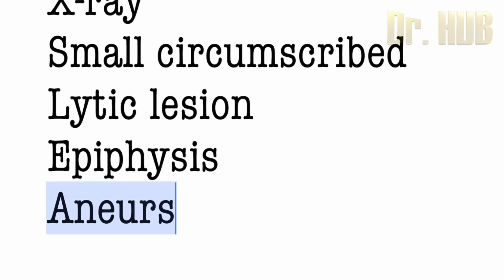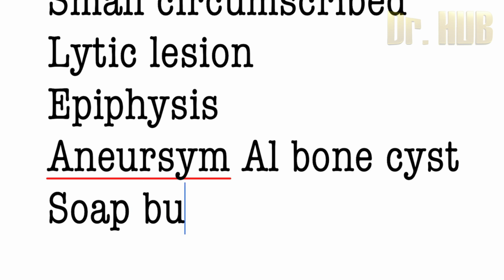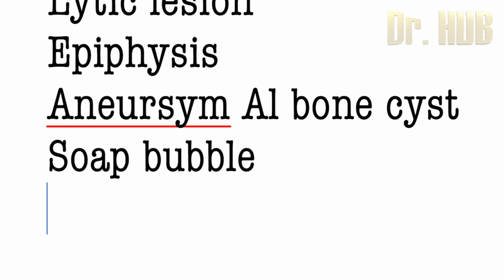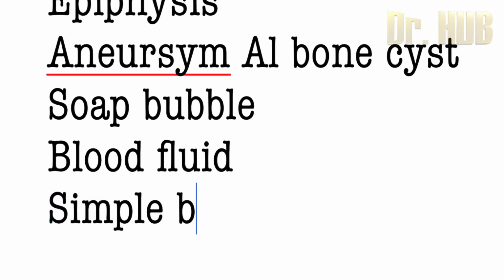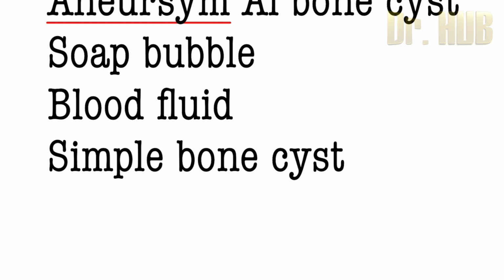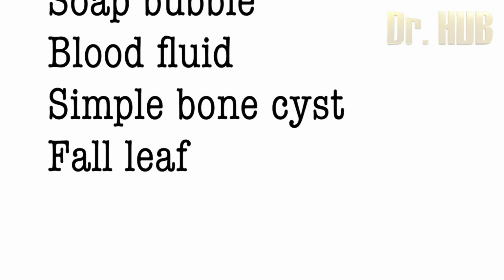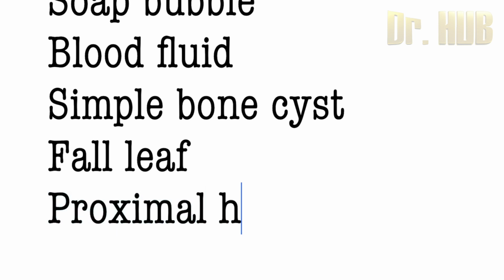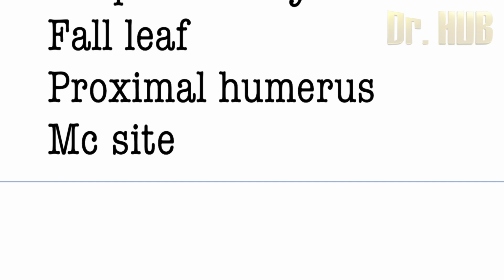Next, you look at the aneurysmal bone cyst. There is a soap bubble appearance, and on MRI we look for blood fluid levels. Then moving on to the simple bone cyst. This has a fallen leaf sign, also known as the teardrop sign. It is in the proximal humerus, which is the most common site.